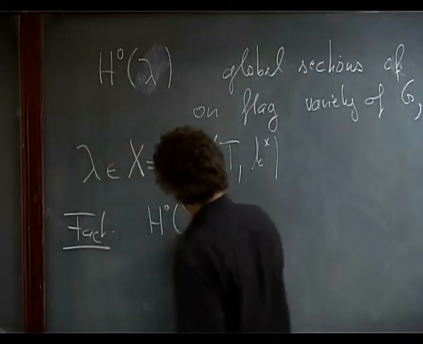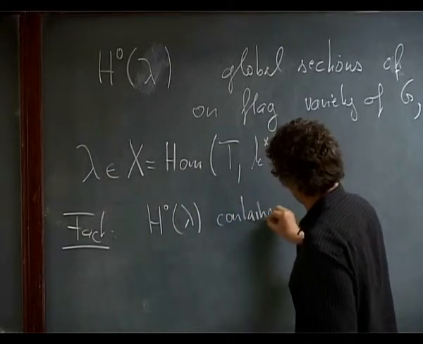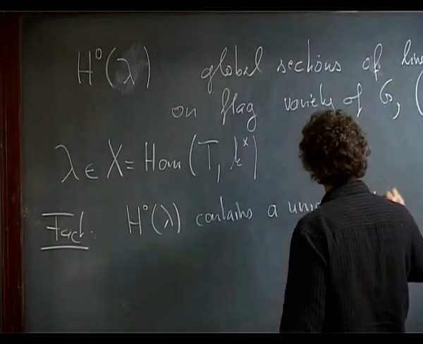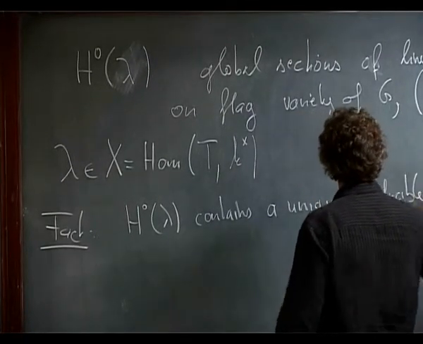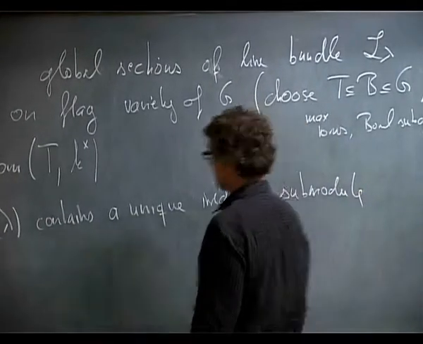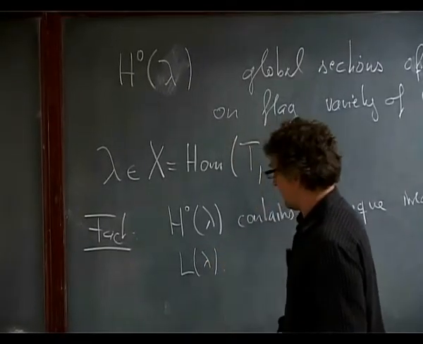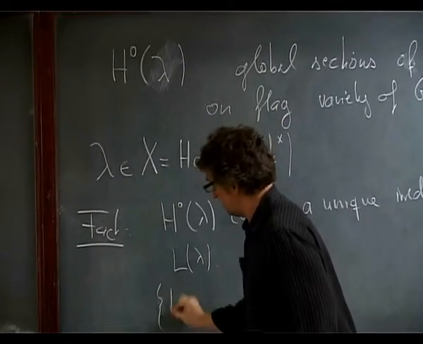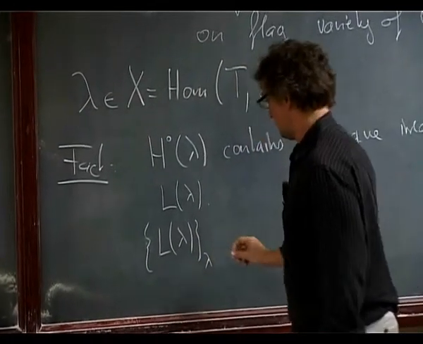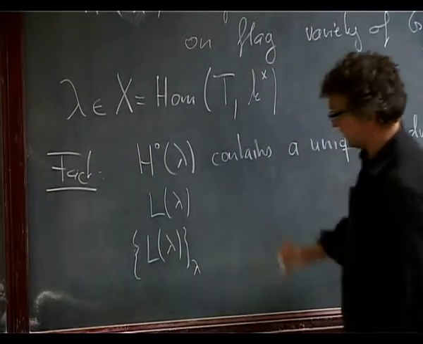H0 lambda contains a unique irreducible submodule, and this we call L lambda. Okay, well, sorry, there's one condition.